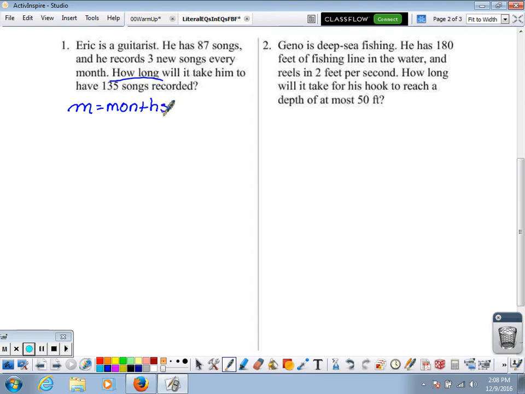Now the second time we read through, that's when we think about the numbers and the operator words. So let's read through a second time. Eric is a guitarist. He has 87 songs, and he records 3 new songs every month. How long will it take him to have 135 songs recorded? Okay, so what are some numbers or operator words here? 87 songs. What else? 3 new songs. Okay, and that's 3 new songs every month. Okay, what else? 135 songs.